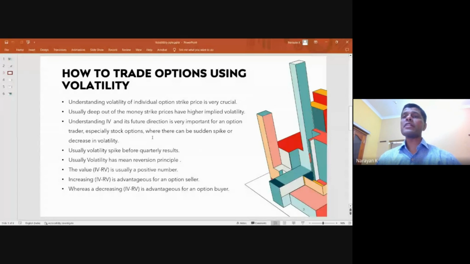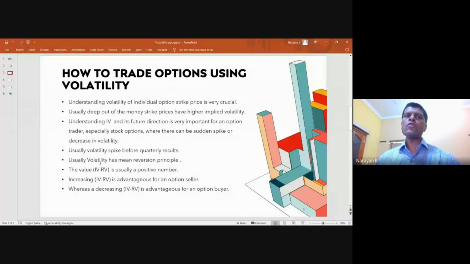So the option trader must be aware. You should be very well aware when you're dealing with out of the money strike options, especially deep out of the money. Usually volatility spikes before quarterly results. Volatility has a mean reversion principle. That means it will not continuously increase or decrease. It has a tendency to come back to its mean after a given period of time.